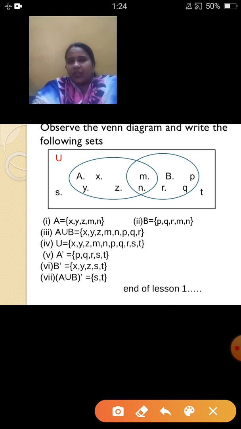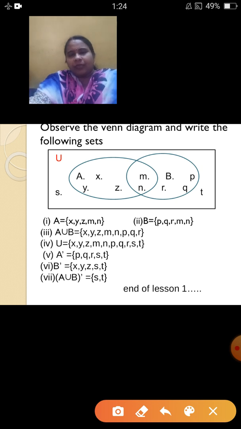With this, we come to an end of the first chapter which you have learned. I hope it is clear. Try to solve all the sums which are done.